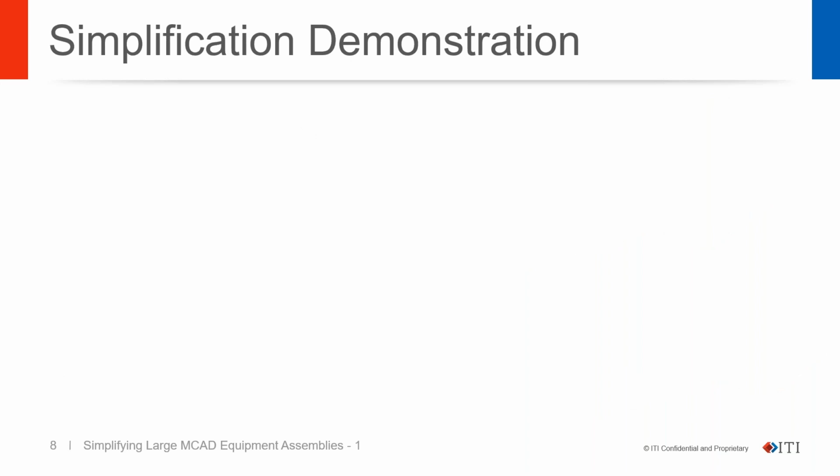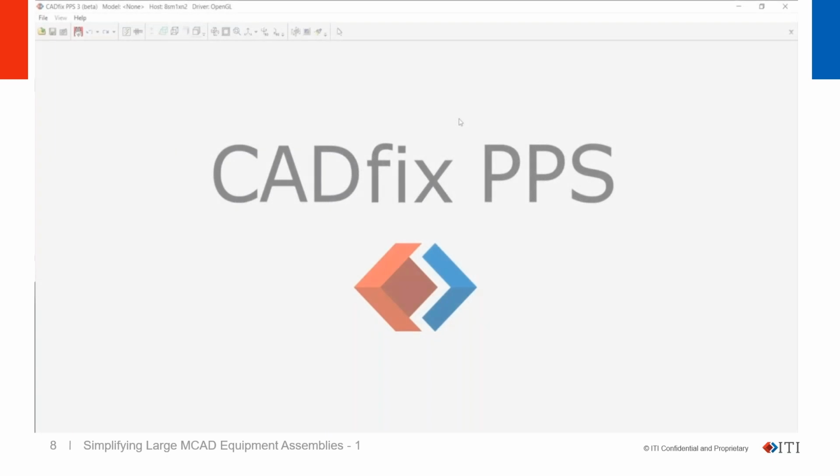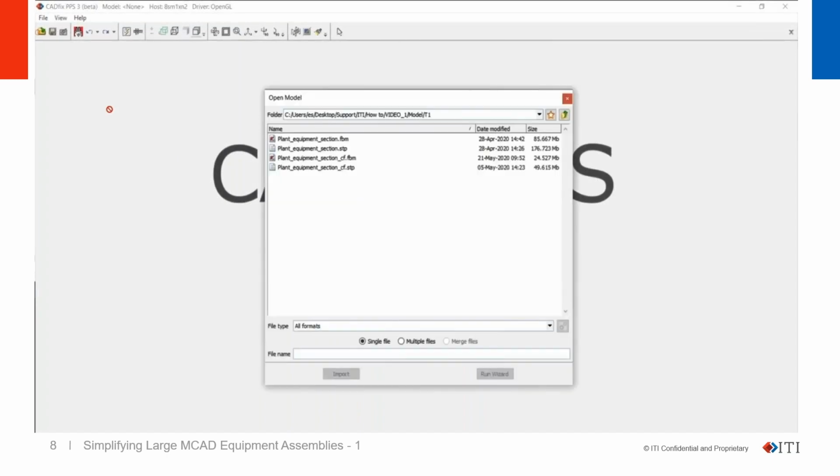So let's jump straight in and take a look at CADfix PPS in action. I've pre-recorded the processing of 2 models here, and I'll discuss the simplification process as it plays. So this is inside CADfix PPS, and the first thing we have to do is open a model. Here we have a section of some plant equipment. The original file was 177 megabytes.